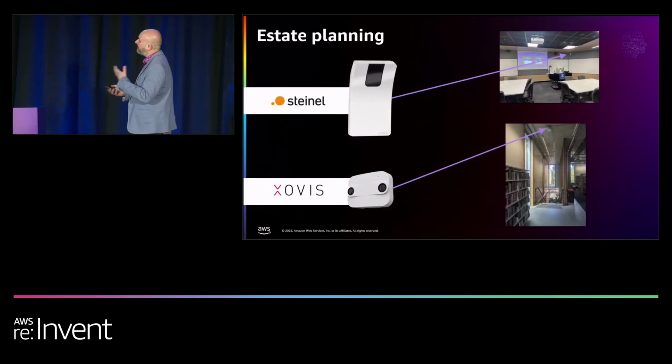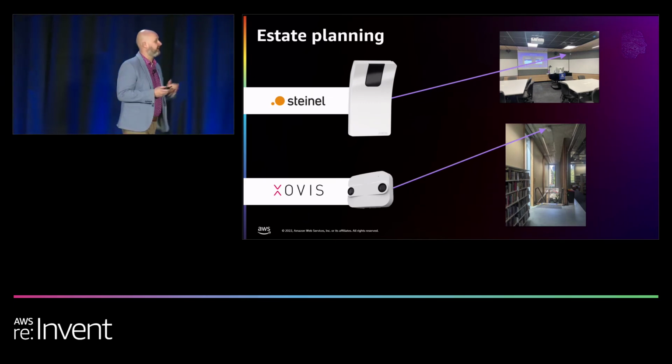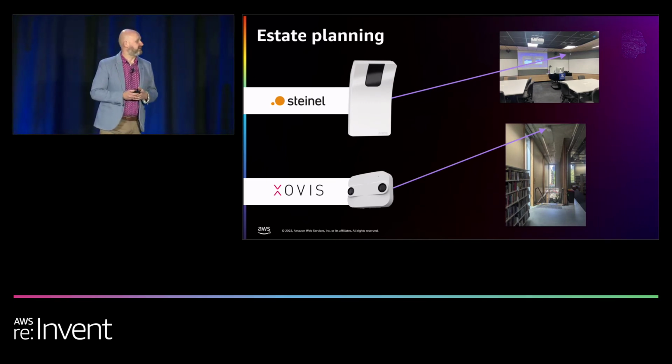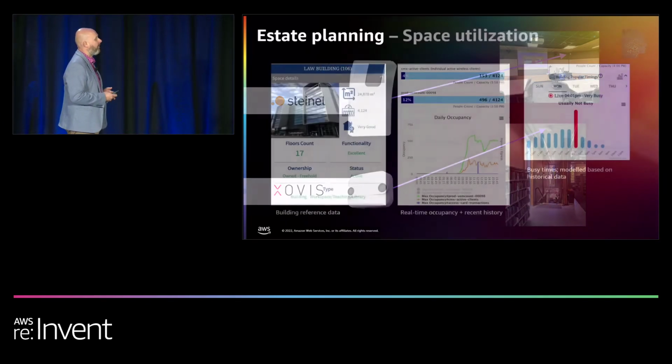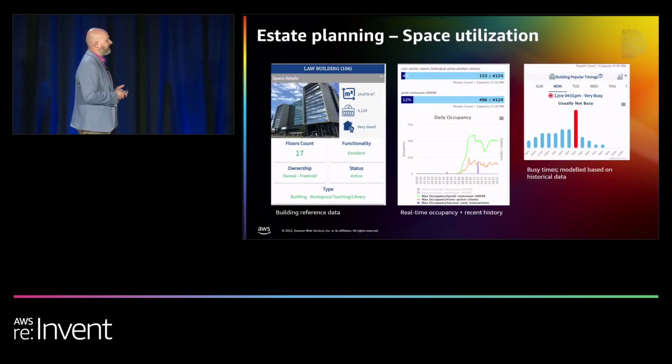And if you want to know a little bit more about the sensors, we've got the Steinel room-based sensor, which is a sensor that counts people in the room, and the Zovus sensors, which quantify people moving through exit points and give you a view of what's happening at any point in time in that space. So this is our Campus Now application.